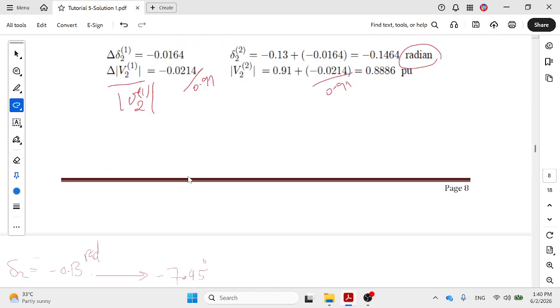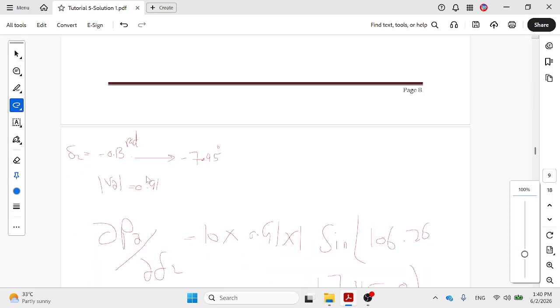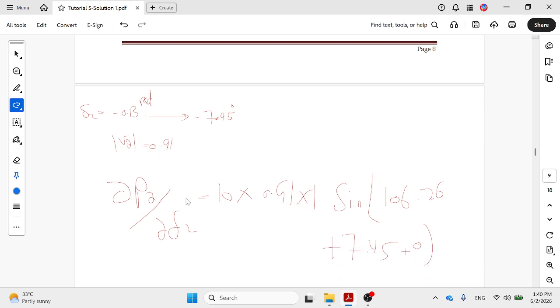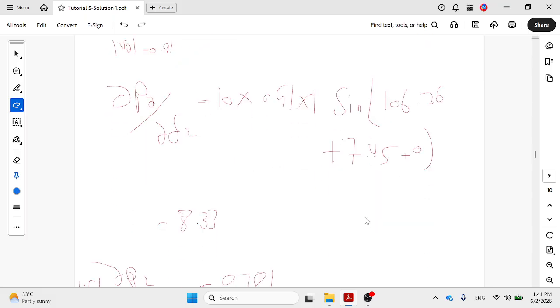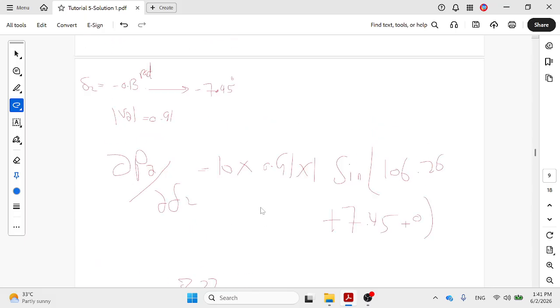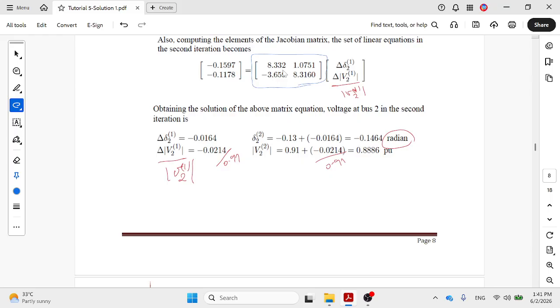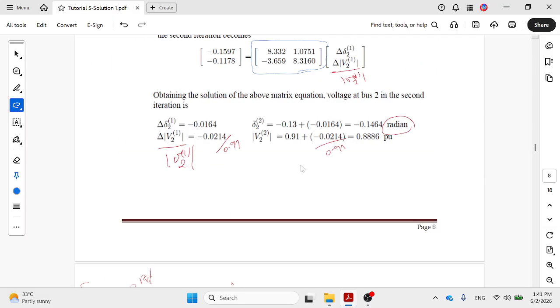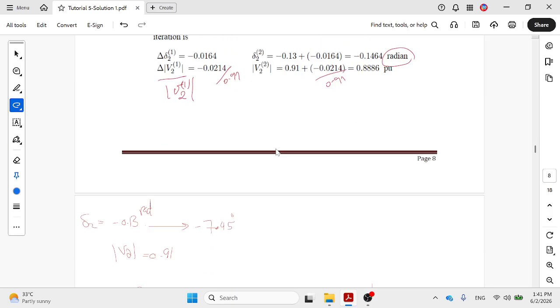I calculated it here for you again. So delta 2 is given as this value, and V2 is also given as 0.91. So the partial of P2 over delta 2 is 10, 0.91, sine of this angle, and the value becomes 8.33. As you can see, 8.332. And then the next one is 0.9781. You can calculate it. It is a bit different, since we times it by V2.